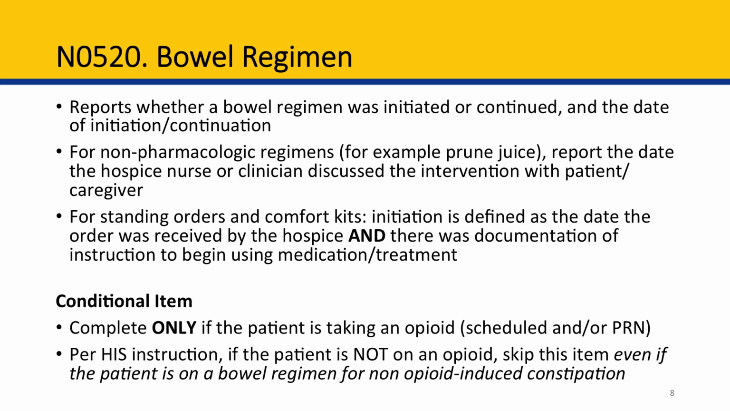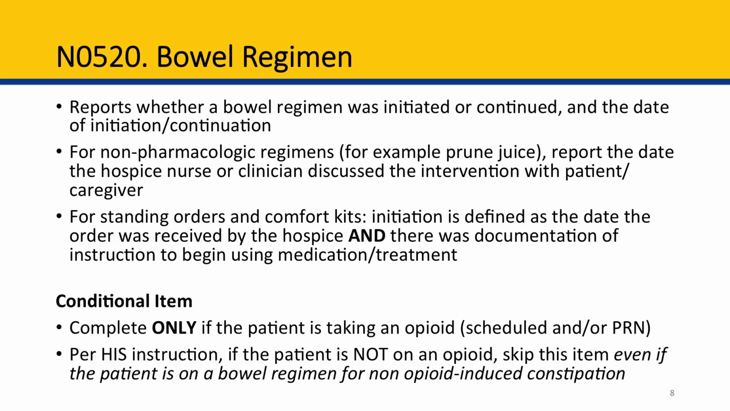N0520 reports whether a bowel regimen was initiated or continued, and the date of initiation or continuation. You would only complete this item if N0500A or N0510A equals 1, meaning the patient is on some type of opioid. So if the patient is not on an opioid, skip N0520, regardless of whether they are on a bowel regimen or not. At first, this skip pattern may seem strange, but if we think about the intent of the items in this section, it should make more sense.